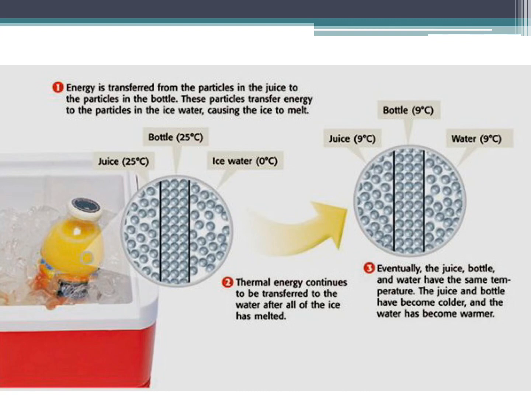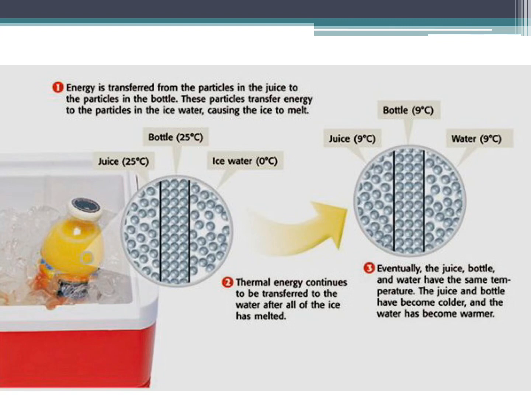The energy is transferred from the warmer object, the bottle of juice, to the particles in the bowl. The particles transfer energy to the particles in the ice water, causing the ice to melt. This was the first step. The second step: thermal energy continues to be transferred to the water because all the ice has melted. Step 3 says that eventually the juice bottle and the water will have the same temperature.